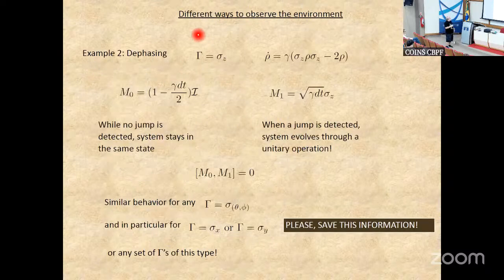So now, I asked you to remember that there are many different ways to write the same equation. Let's see what happens in this case. Let's explore a different type of reservoir. We're talking now about dephasing. For dephasing, my operator that acts on the system in the jump is sigma z, for example. This is the master equation. That's my jump operator. That's the no-jump operator. And if you look here, you see that the no-jump operator is actually proportional to identity.